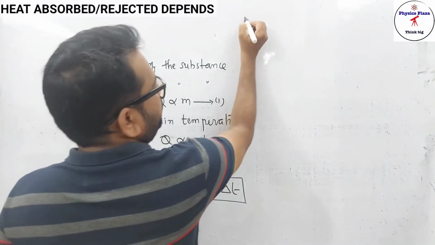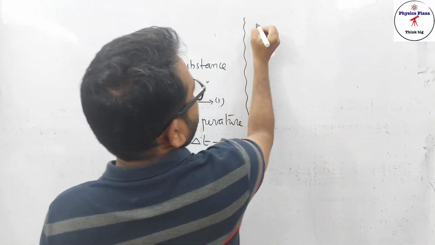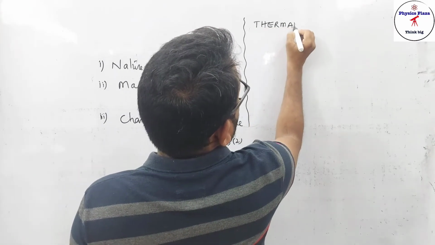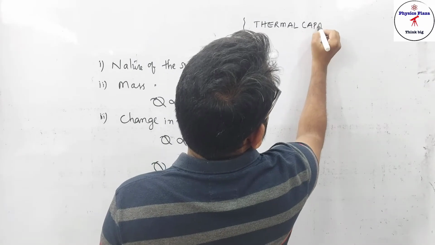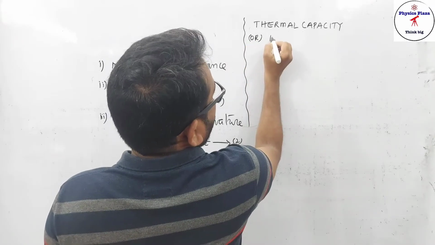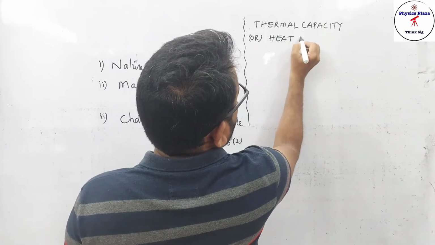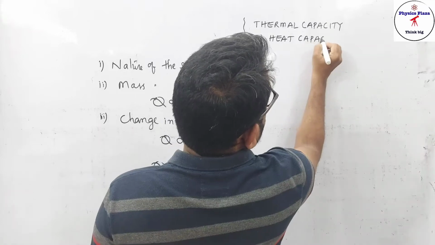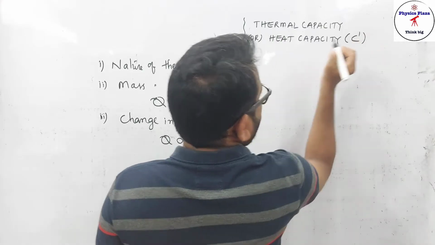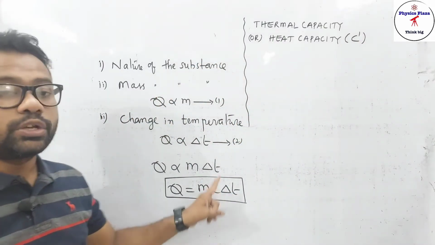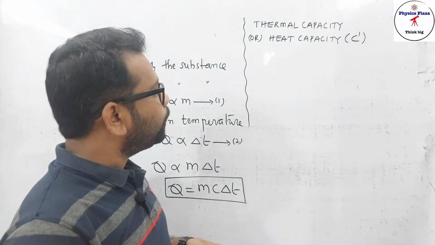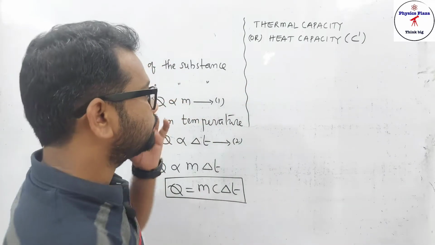Clear? Fine, children. Now, let us discuss the thermal capacity, or we can also call it the heat capacity. Children, for this we use the letter C dash to represent it. Why? Already C we are using to represent specific heat capacity. So now we are discussing the thermal capacity or heat capacity. Okay, children, fine. Let us see here.